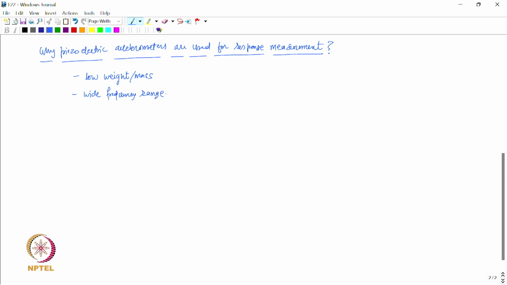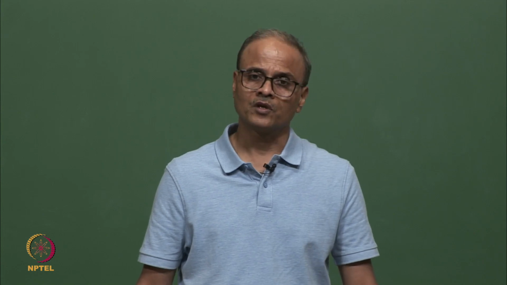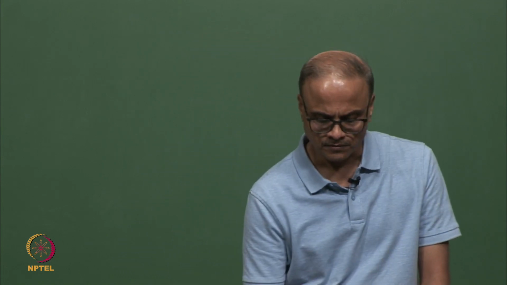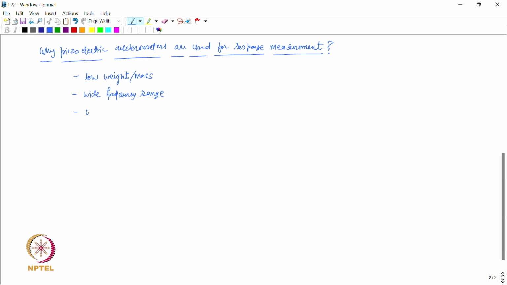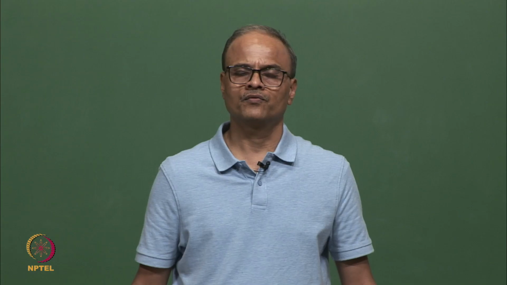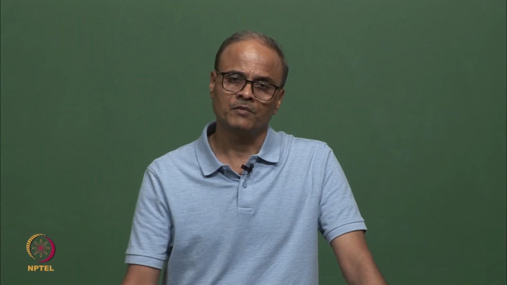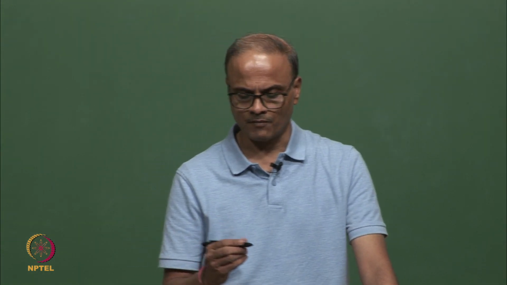Other is that they have a wide frequency range, right. So, accelerometers can be used for measurement over a wide frequency range. In practice often the signals have wide frequency range, and therefore accelerometers are suitable for those measurements. They also have a wide dynamic range, correct. So, the signal amplitudes of low value as well as high values can be measured.